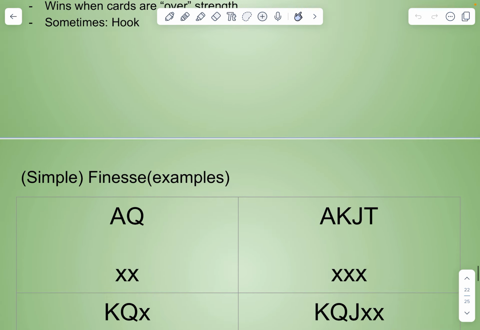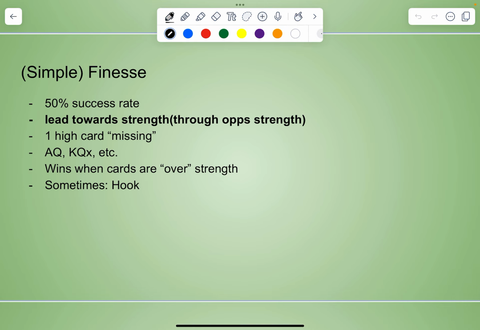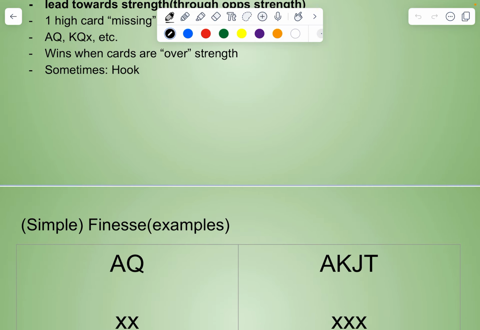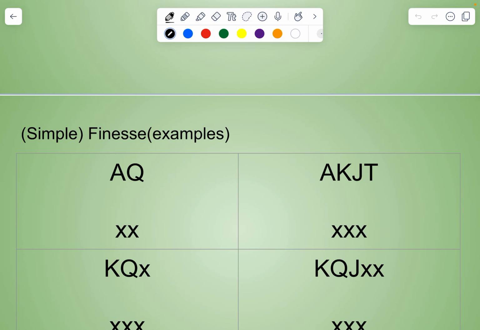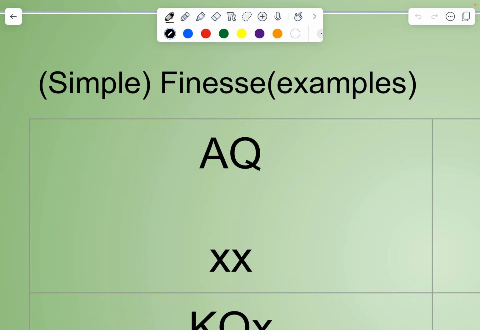Sorry. Okay, so when we're talking about finesse, it's a lot easier to explain through an example. And basically, it's like a 50% chance of success. It depends on where the high cards are. So, for example, let's just take the first top left example. Here, we have ace queen opposite small small.